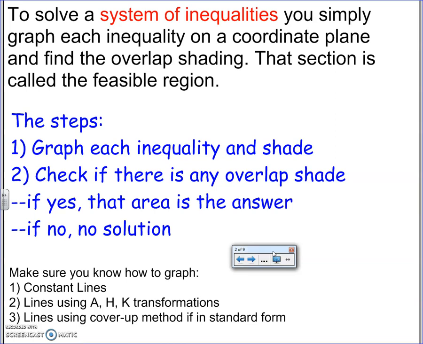The steps are very simple. Again, you graph each inequality and shade, and you check if there's an overlap. If yes, that overlap area is the answer on the graph. And if no overlap, then you say no solution.